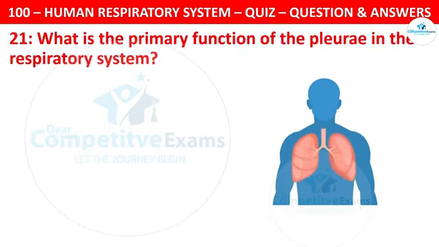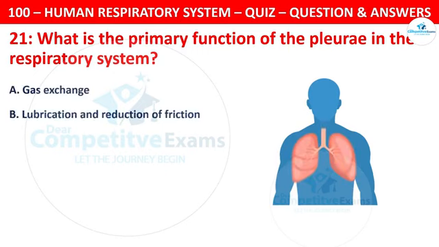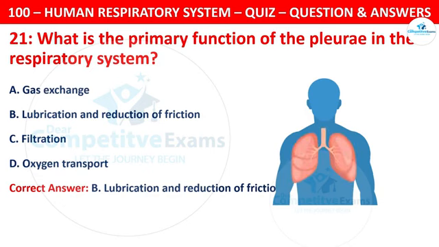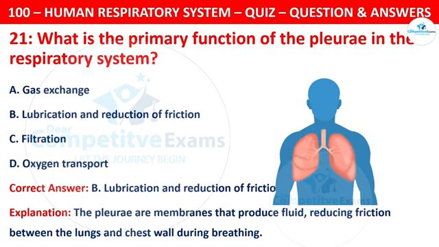Question number 21. What is the primary function of the pleurae in the respiratory system? Your options are gas exchange, lubrication and reduction of friction, filtration, or oxygen transport. The correct answer is B, that is lubrication and reduction of friction. The pleurae are membranes that produce fluid, reducing friction between the lungs and chest wall during breathing.